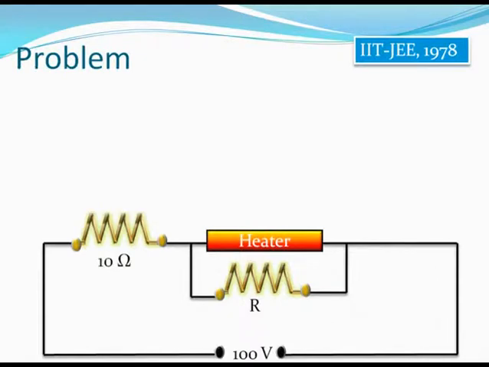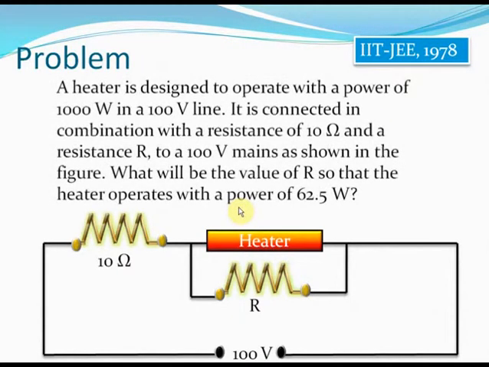This question was asked in IIT JEE in 1978. Now 1978 is long ago, but the problem is still relevant for today's IIT JEE exam pattern. So we will look at it. A heater is designed to operate with a power of 1000 watt in a 100 volt line. It is connected in combination with a resistance of 10 ohm and a resistance R to a 100 volt mains as shown in the figure. What will be the value of R so that the heater operates with a power of 62.5 watt?